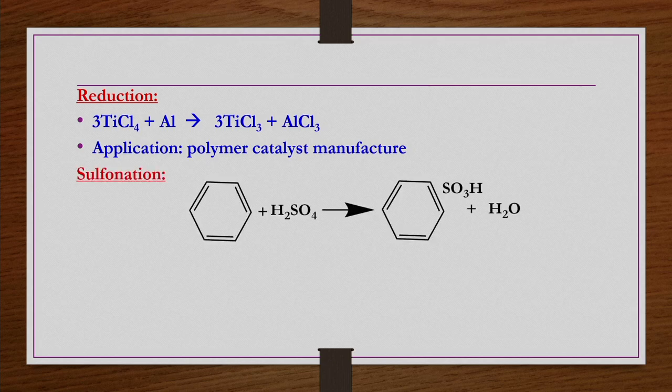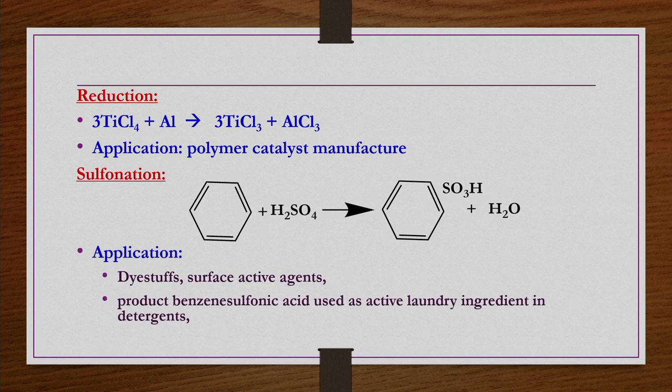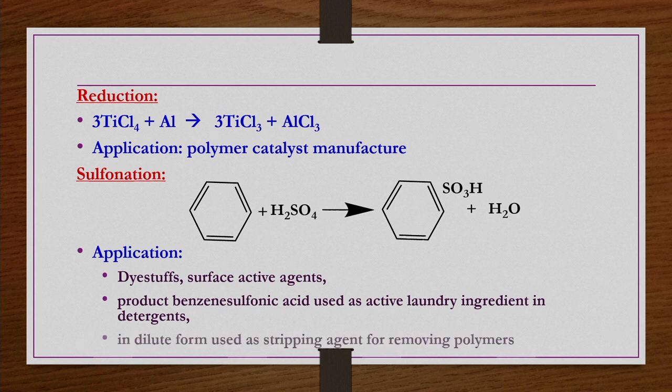Sulfonation reaction, if you react benzene with sulfuric acid, then you get benzene sulfonic acid as a product, which is used as surface active agent, dyestuffs, etc. It is also used as active laundry ingredient in detergents. It is also used as a stripping agent for removing polymers in polymeric industries. And then finally, one more reaction. With this reaction, we are going to wind up the unit processes: thionation reaction.